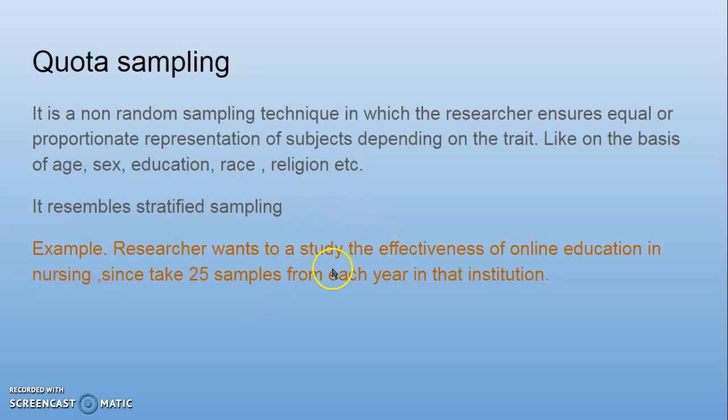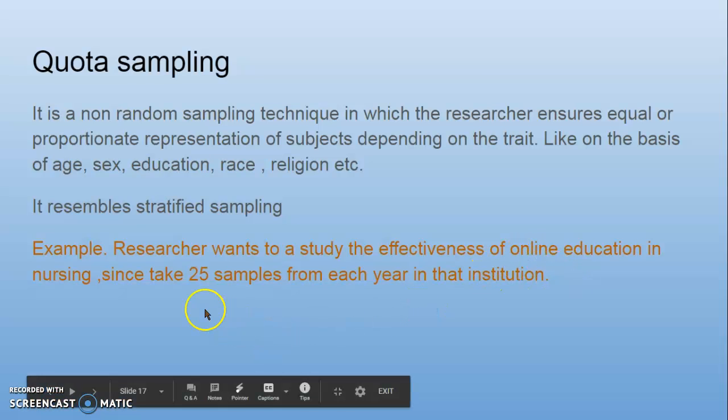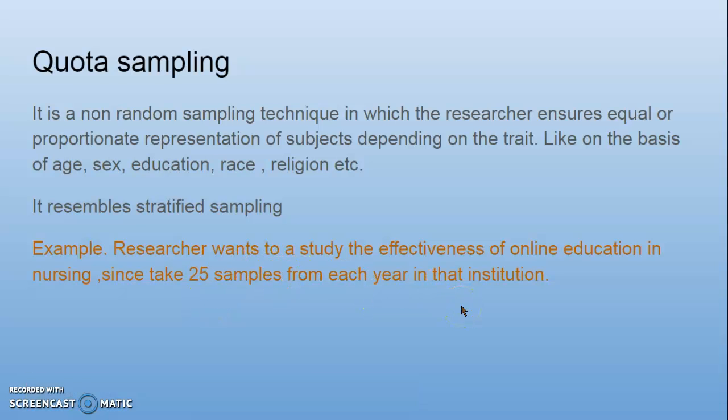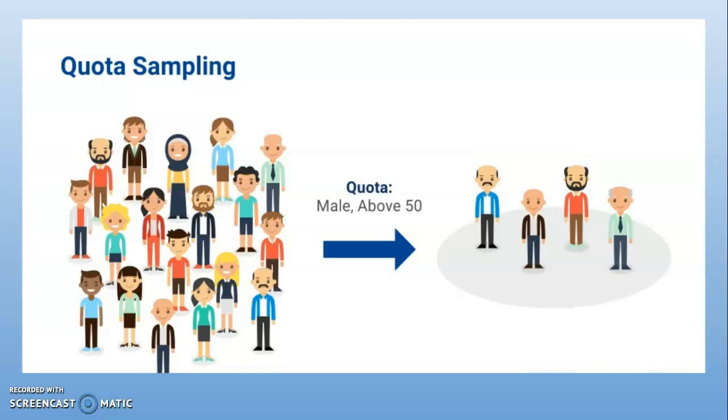So here a researcher wants to study the effectiveness of online education in nursing. Since he takes 25 samples from each year in that institution, you are dividing the nursing students by year, and from first year 25 samples, second year 25 samples, and you will fulfill the sample size of 100, 25 in each year. So here you can see that it is quota sampling.